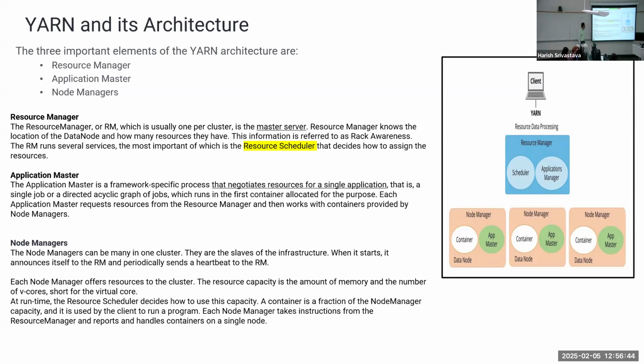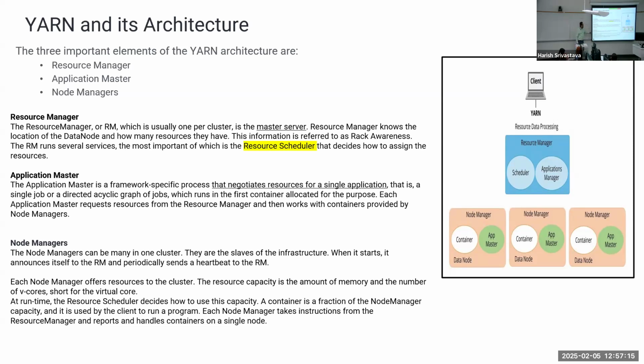When it starts, it announces itself to the resource manager and periodically sends a heartbeat to the resource manager. So whenever you start a new node in a cluster, let's say I have 10 and I want to spin up another 4 data nodes, whenever it starts, what is the first thing it does? It announces that yes, I am present. Why is it announcing it? Because when it announces, the resource manager adds that into the list of nodes, saying that earlier I had 10, now I have 4 more, right?